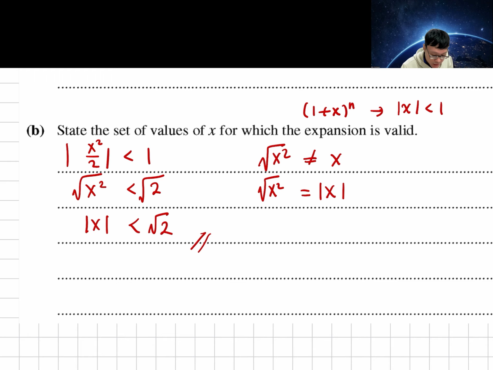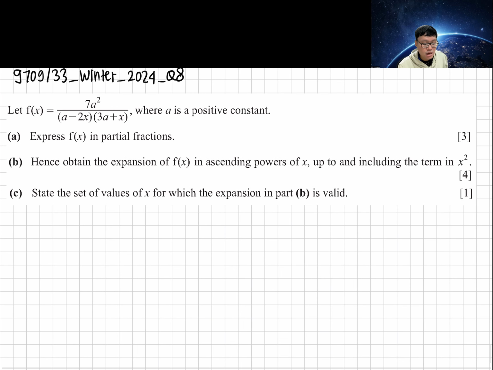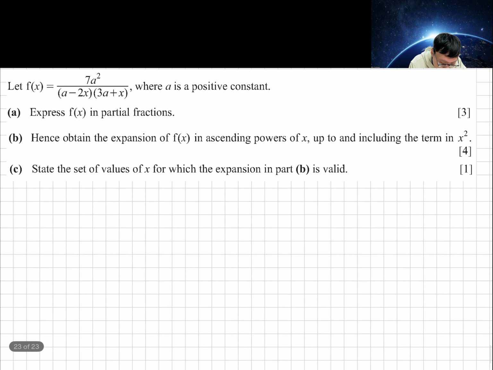Move on to the last question. This last question combines the general binomial theorem idea with partial fractions. So let's see the question. Let f(x) equal 7a squared over (a minus 2x)(3a plus x), where a is a positive constant. So let's do partial fractions. We have linear factors in the denominator, so we can have A over (a minus 2x) plus B over (3a plus x). Remember that a is a positive constant.